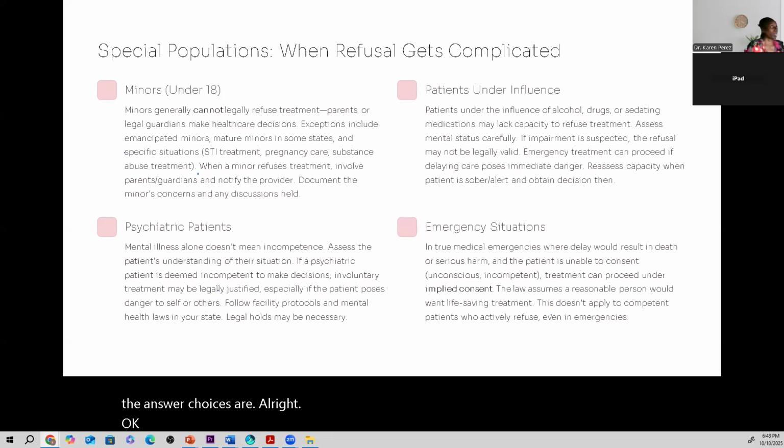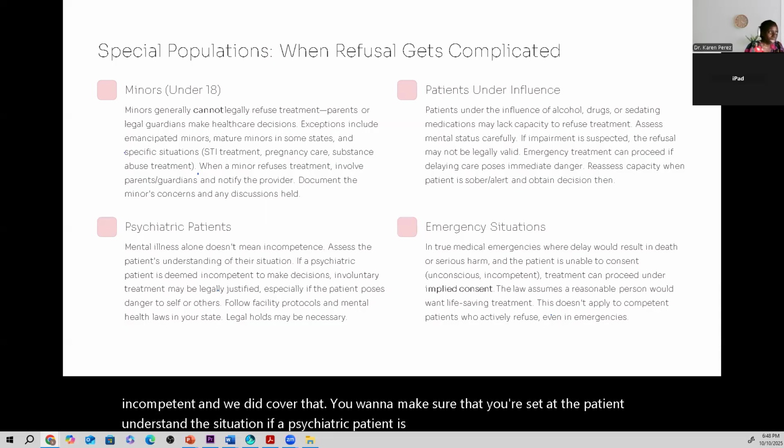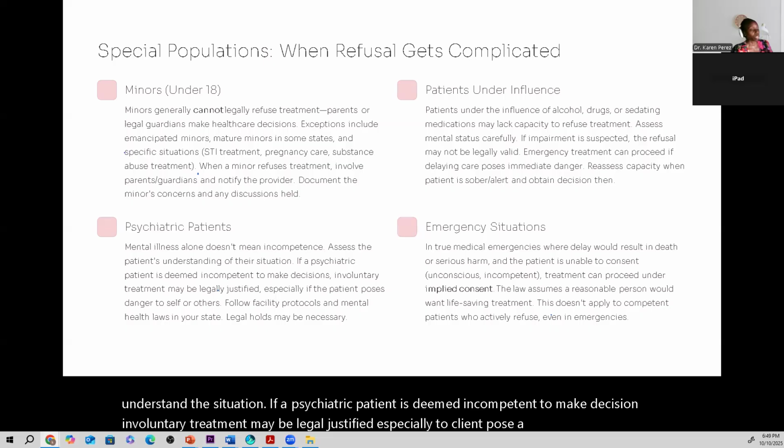So psychiatric patient, mental illness alone does not mean that the patient is incompetent. And we did cover that. You want to make sure that you assess that the patient understands the situation. If a psychiatric patient is deemed incompetent to make decisions, involuntary treatment may be legal and justified, especially if the client poses a danger to himself or others.